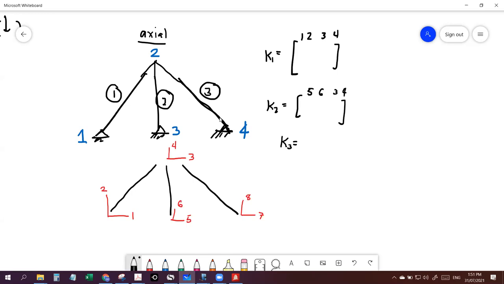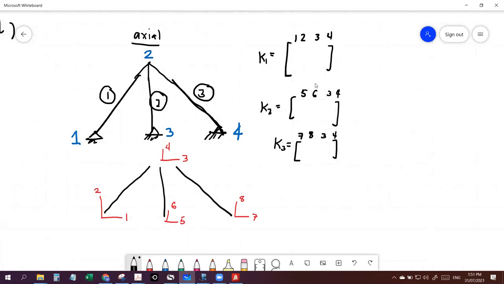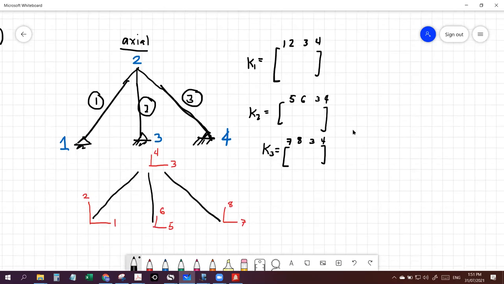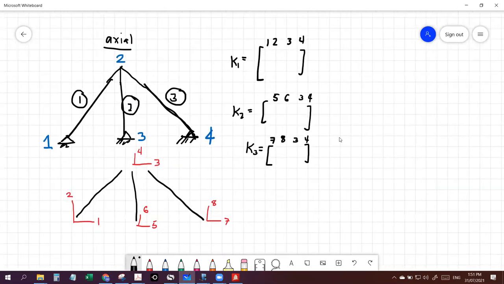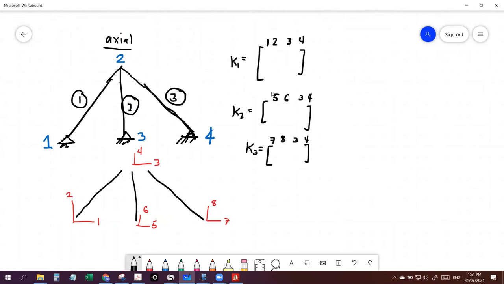If I click on the software node 4 first to create beam 3, then the code will be 7, 8, 3, 4. Now, if you click node 2 first, we can show that the answer will not change. No? As long as it's consistent.